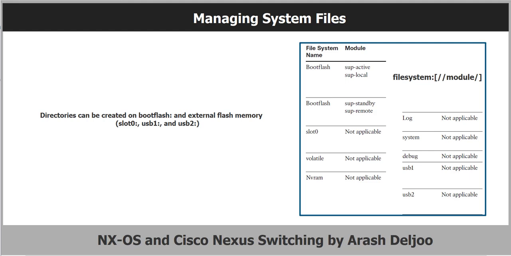In this video, I'm going to explain about managing system files. Directories can be created on boot flash and external flash memory like slot 0, USB 1 and USB 2. You can also navigate through these directories and use them for files.